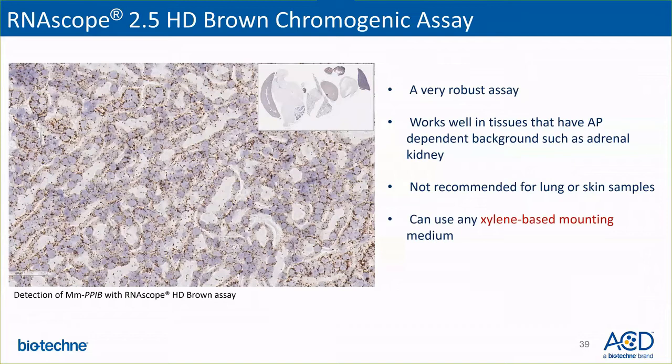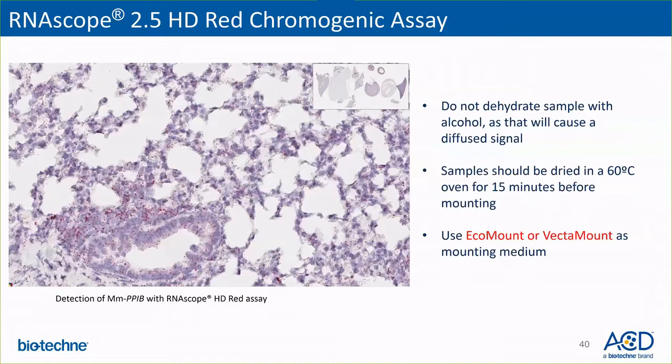For the red chromogenic assay, the Fast Red chromogen is used in both the RNAscope red assay and BaseScope assay. We recommend using either EcoMount or VectorMount media to help best preserve staining. The chromogen is sensitive to alcohol, and if exposed, you may cause signal diffusion after chromogen development. The slide should not go through ethanol dehydration, but instead, we recommend drying the slides in a drying oven at 60 C.